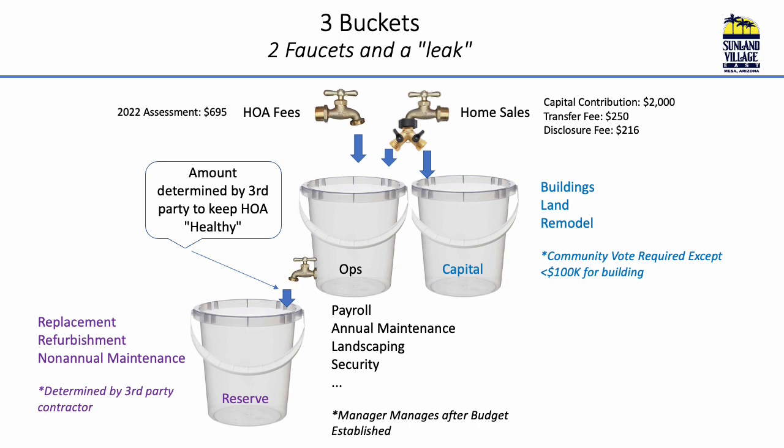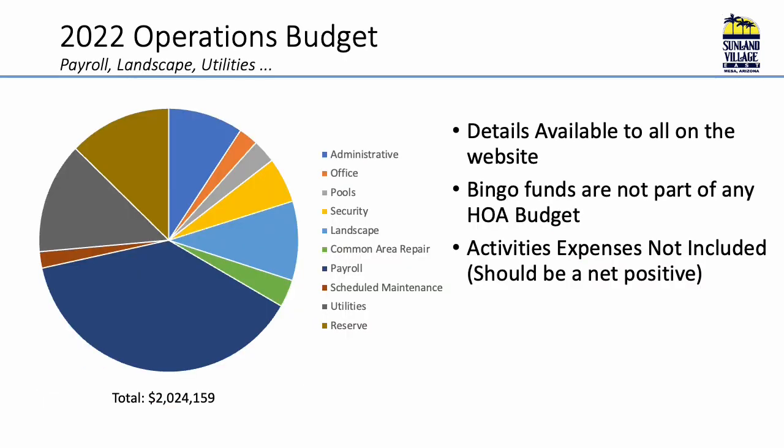Well, let's take a look at how we're spending our money in each of the buckets. This chart highlights the major expense categories in our operations bucket. Our total budget in 2022 is $2,024,159. And as you might expect, payroll here is the largest portion, with both landscape and utilities being a significant portion. Also, you can see right here that the reserve funding is also a significant amount. For 2022, it is $234,243. That's the money that's going to get siphoned into the next bucket.